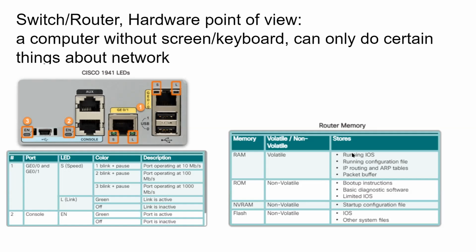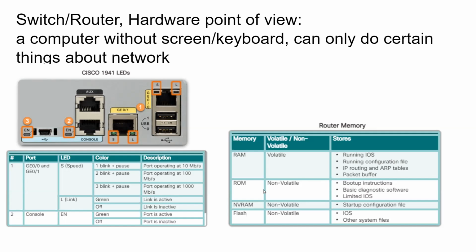Also, we have router memories. Computers have memories, right? So a router also has memory, and it has 4 different types: RAM, ROM, NVRAM, and flash. And you have volatile or non-volatile. Basically, everything is non-volatile except for RAM. This basically means if you shut down your router and then power it back on, volatile memory is going to get wiped out, and the non-volatile won't. So RAM is your volatile memory, easier to access, but it can get wiped out if you shut down or restart your router.